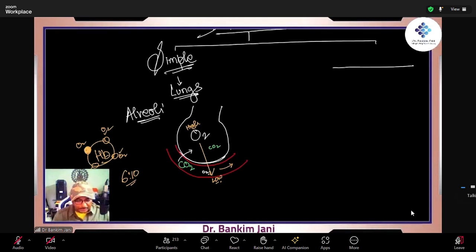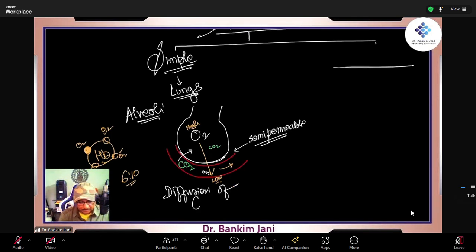Carbon dioxide would be released and it will be going. And because this is a semi-permeable membrane, it is a simple membrane, so no energy is needed. You start exchanging, and this is what is called the diffusion of gases, something which is occurring in you and me non-stop, every day, every minute, every second.